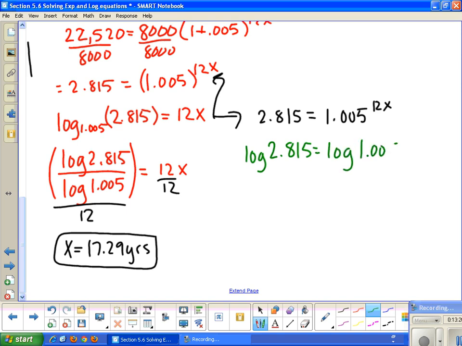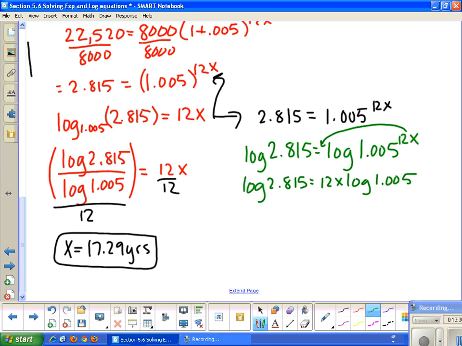If I solve the problem this way, that's okay. I would want to take this down first from your power, so then you would get the log of 2.815 equals 12x times the log of 1.005.